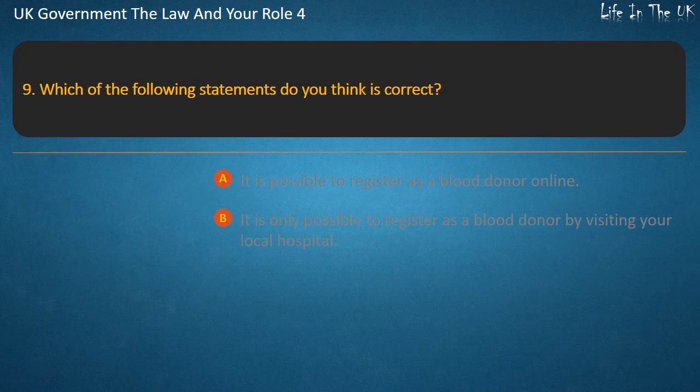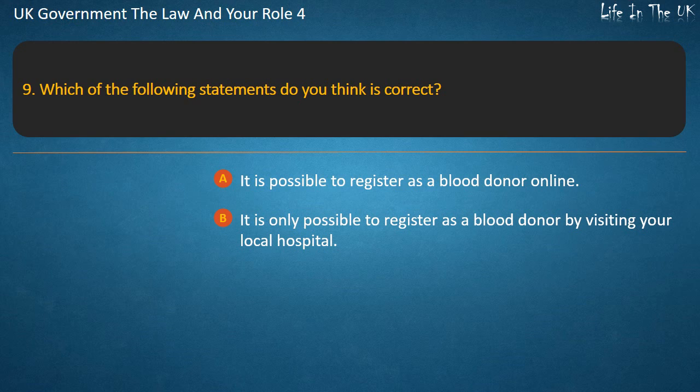Question 9. Which of the following statements do you think is correct? It is possible to register as a blood donor online. It is only possible to register as a blood donor by visiting your local hospital. Answer. It is possible to register as a blood donor online.